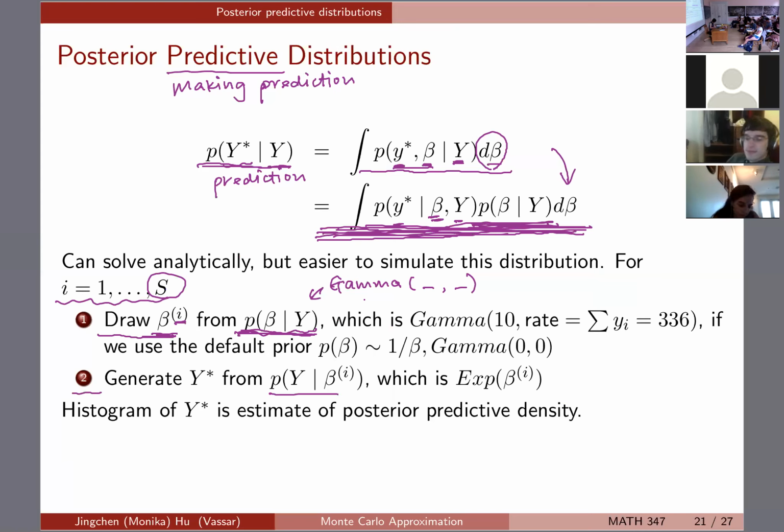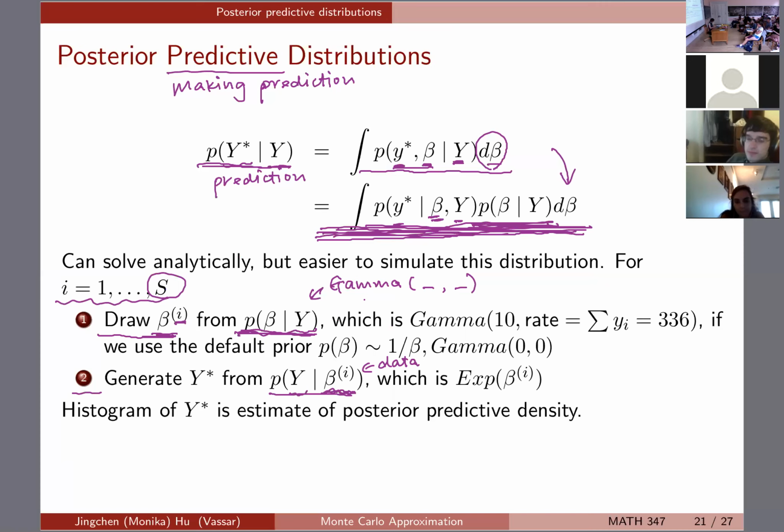The data model is exponential, as what we assume in the beginning, right? So if you have a draw from step 1, a draw of beta I, then just given that draw, you can make a new prediction of the y star. Okay, so this is the procedure. Let me just explain again.